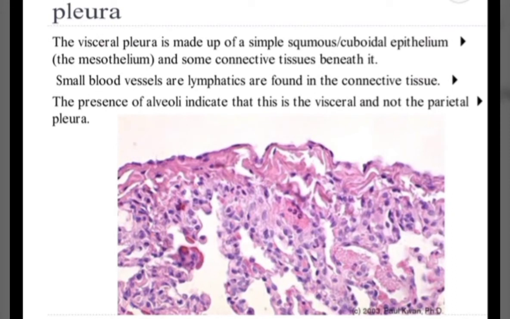The pleura consists of a thin layer of connective tissue stroma, which is covered by a layer of simple squamous epithelium, and this is known as the mesothelium. I have told you that there is a visceral pleura and there is a parietal pleura, and the stroma of the pleura consists of collagenous fibers, elastic fibers, and a few fibroblasts and some macrophages. Contained within the stroma are the blood capillaries, the lymph vessels, and the nerve fibers.